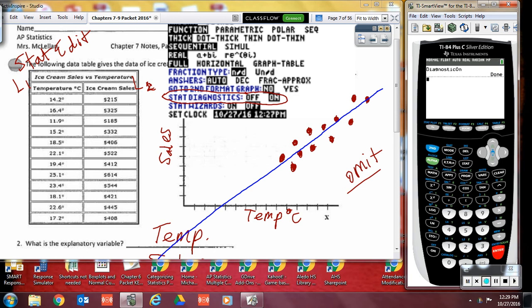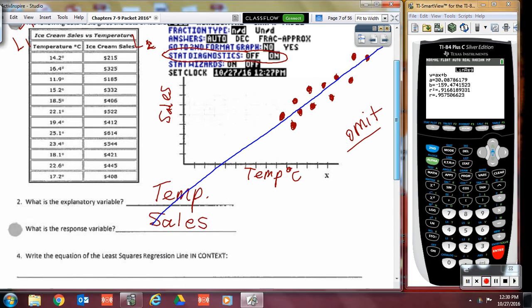So I turned the diagnostics on, and once I hit enter it says done. Now the diagnostics are on. I can do the stat, calculate it again, stat calc number 4, and now the R and the R squared will show up. All right, anybody stuck without the R and R squared now?